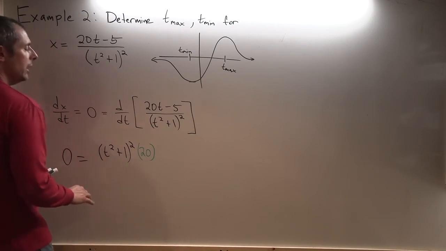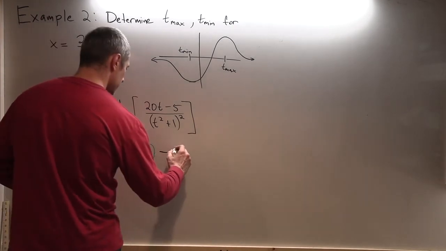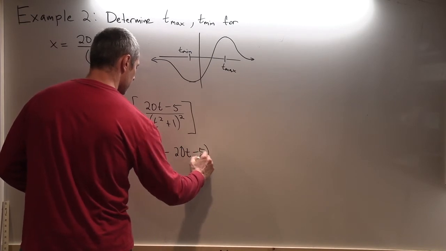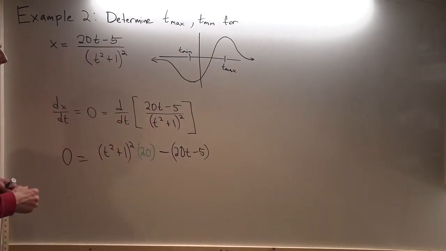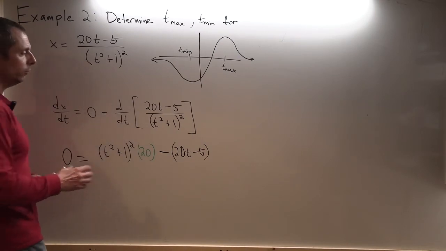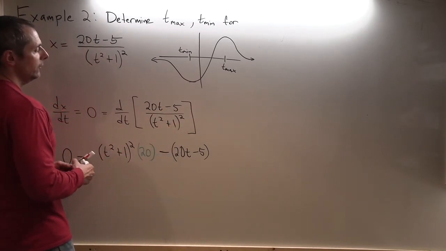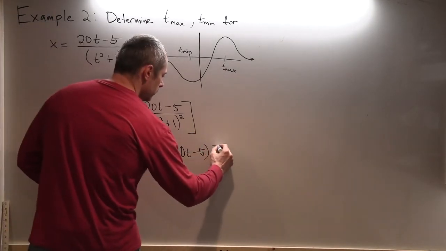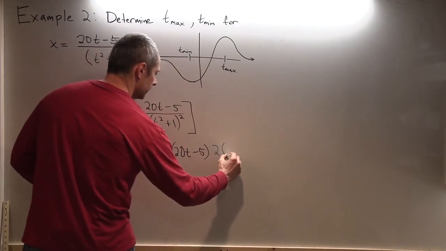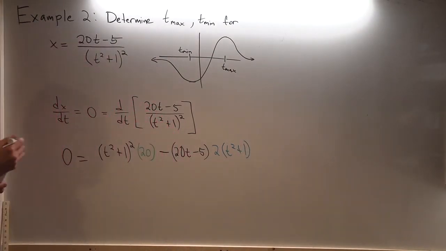The denominator, derivative of the numerator, minus the numerator times the derivative of the denominator. Now this is like the power rule and the chain rule, because what we have is function squared, so we perform the derivative on that. The derivative of function squared is 2 function to the 1 power. And the function is this.